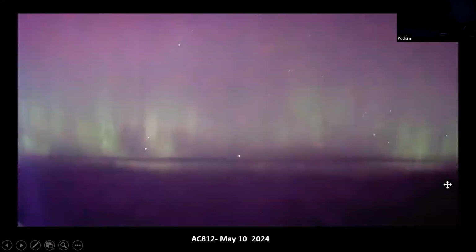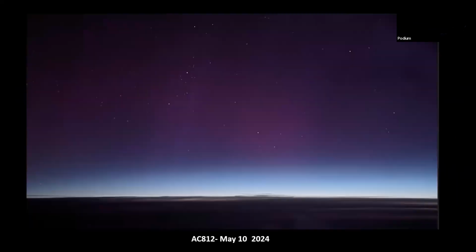So this is also one from that night. From the moment we took off from Montreal up to almost when the day was coming, at sunrise, you can still see the northern lights and the glow of the rising sun. So that was from May.